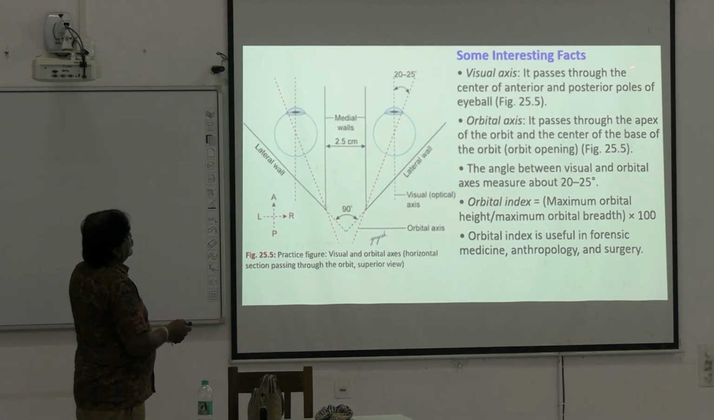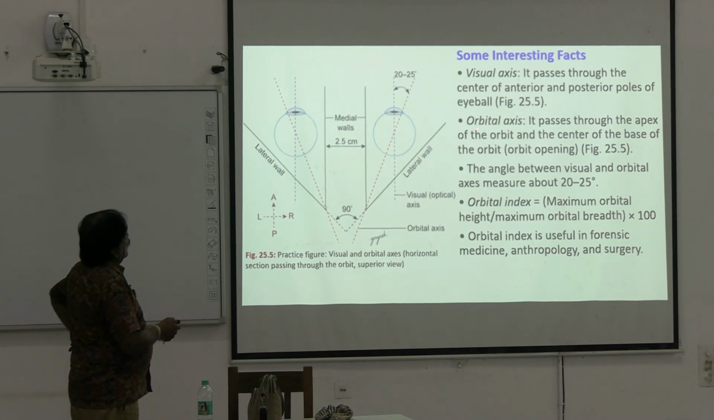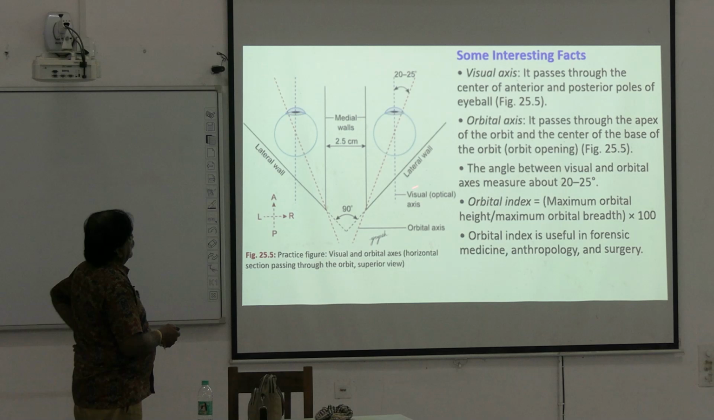Now, the visual axis passes through the center of the anterior and posterior poles of the eyeball. And the orbital axis passes through the apex of the orbit and the center of the base of the orbit. This is the apex of the orbit.